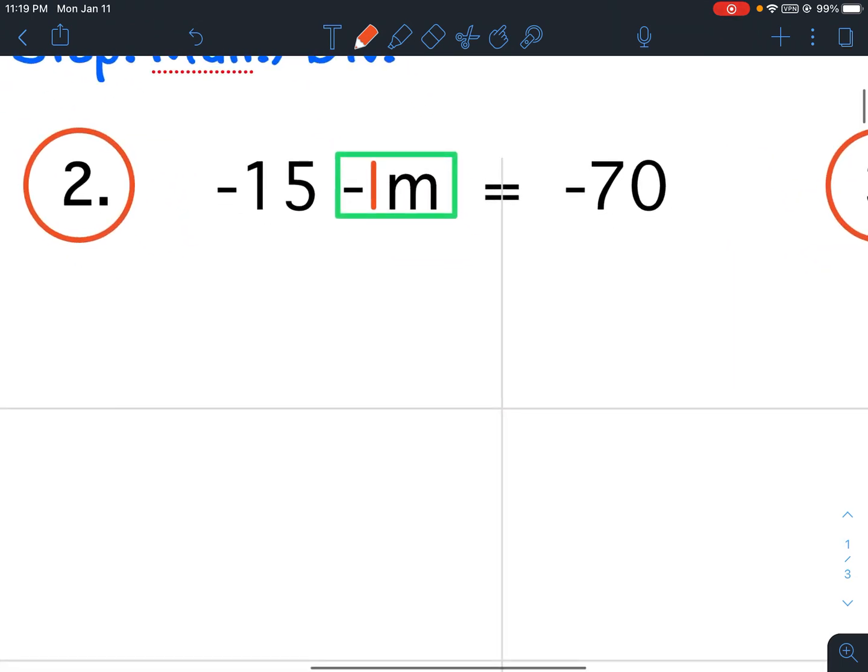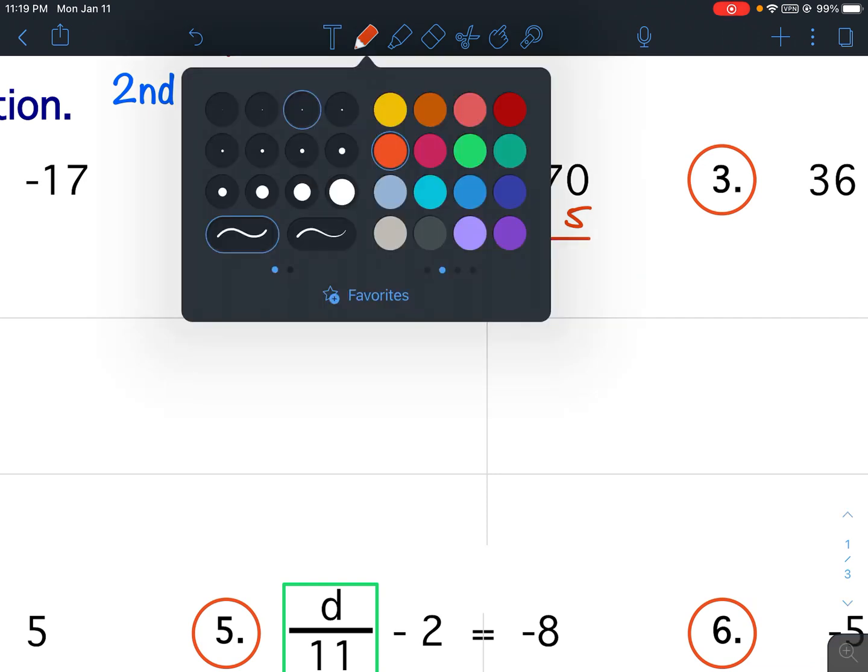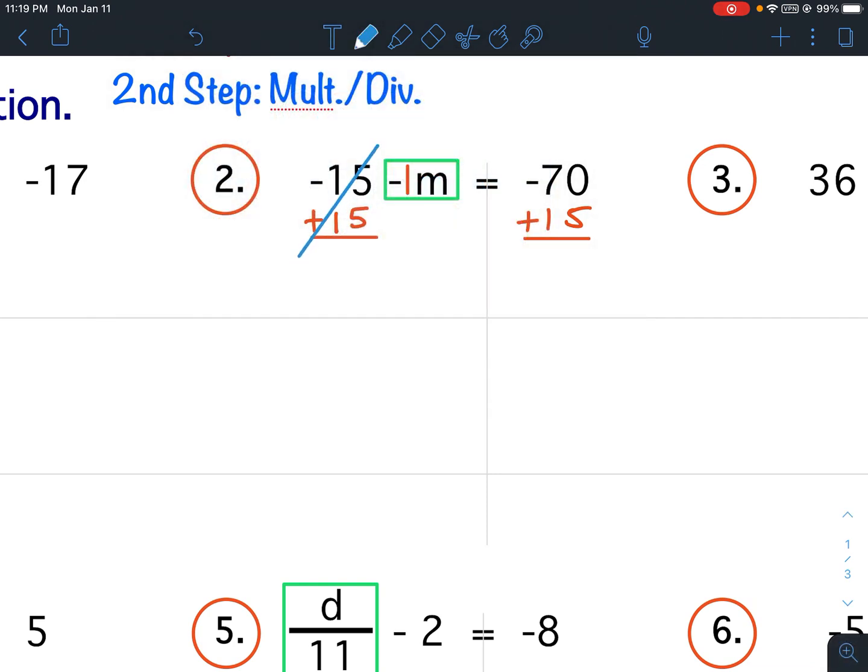The number outside of the box is this -15 right here. So the opposite of -15 is +15. So I am going to add 15 to both sides. That allows me to cancel these. I bring down what is in the box. Keep my equal signs lined up. -70 plus 15. Please, please, please use your calculator and put that in exactly how it looks. -70 plus 15 is -55.